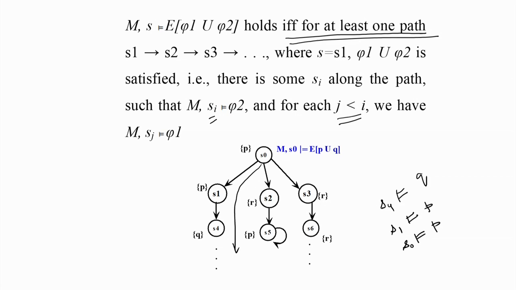But does S 0 model A p until q? If I look into it, we will find that it is not true, because at least in this particular part p does not remain true, and nowhere is q true either. Maybe somewhere q may be true, but p is not true in all the predecessor states. So A p until q is not true in this model at the state S 0.